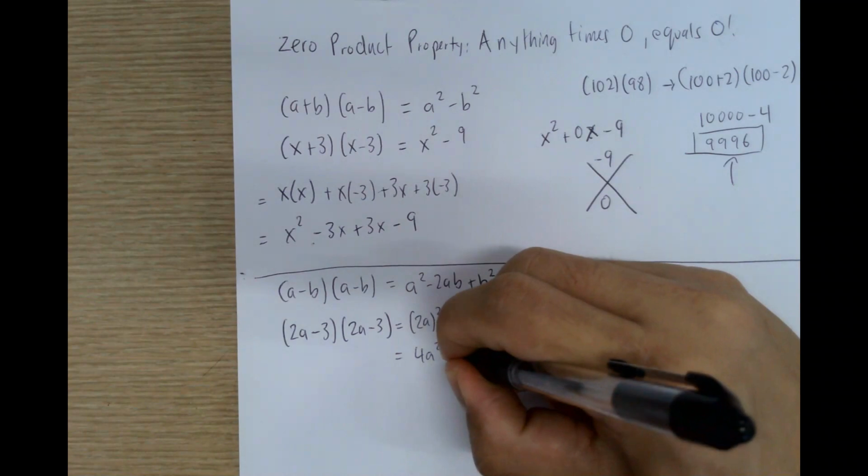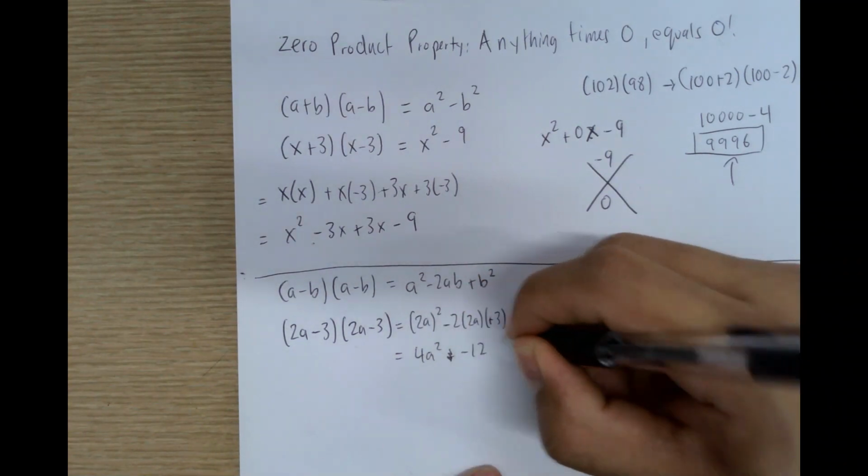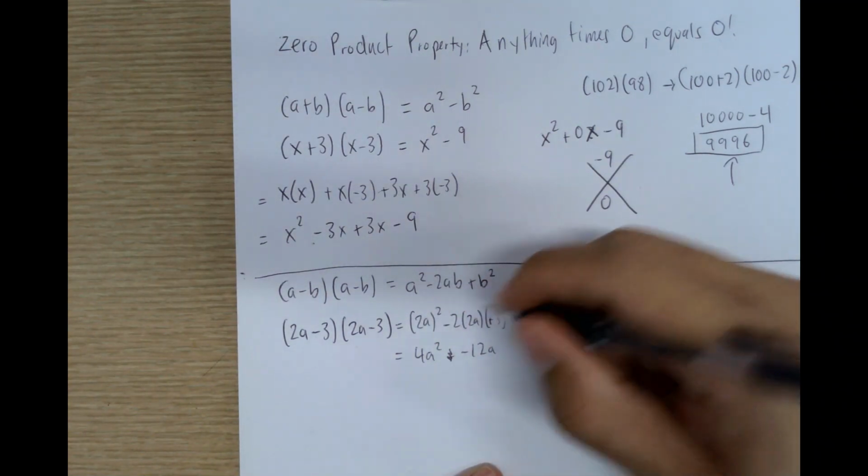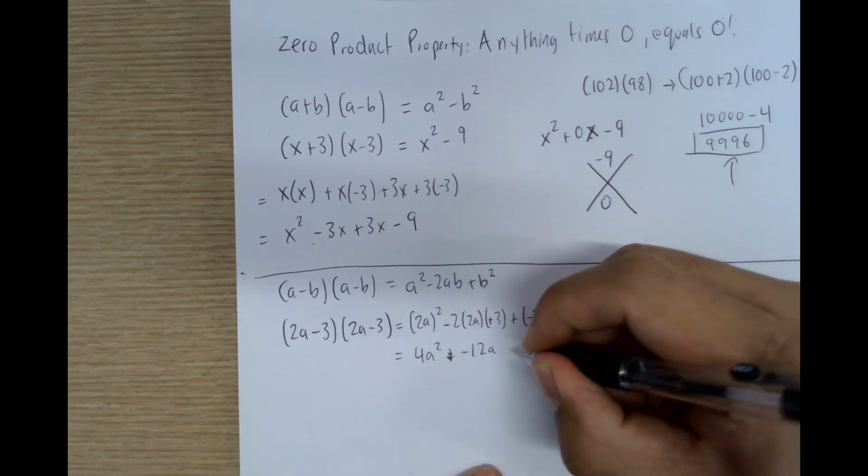Excuse me. Sorry, I accidentally put in a negative. I shouldn't have put a negative. That's why I was checking. And then plus 9.